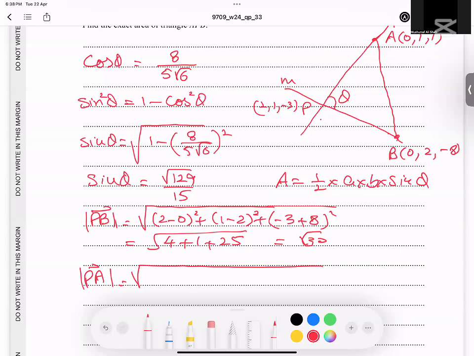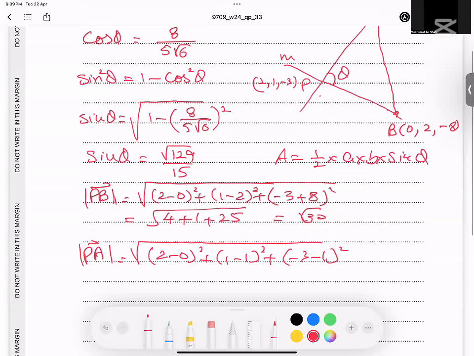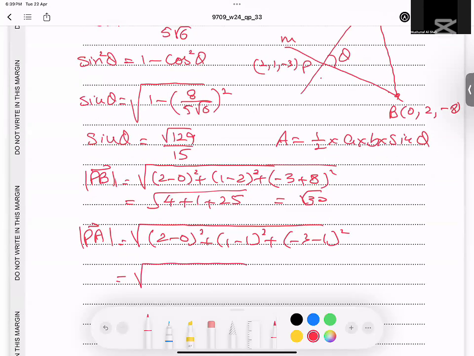So x2 minus x1 whole square. So 2 minus 0, and 1 minus 1 is 0, and negative 3 minus negative 1 whole square. So this gives us 4, this gives us 4, here is 0, and here I get 16. So I got root 20, and 5 fours are 20, so 2 root 5. So I got this one.